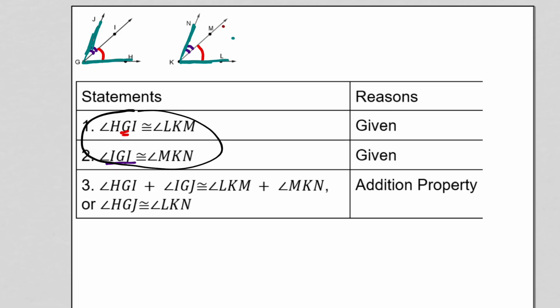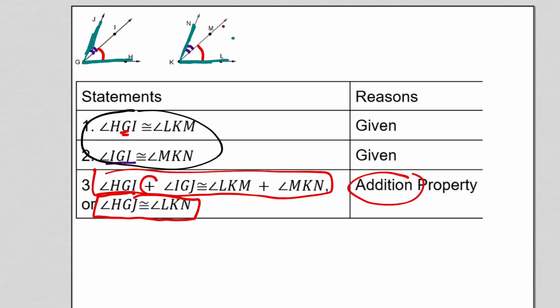And that was our goal. Our goal was to actually say this, but I'm having you first say something like this, because if you're going to use addition property, I do want to see some plus signs, and I want to see clearly which two things got added together.